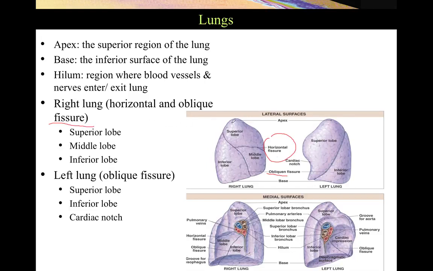Do remember that the pointy part of the lungs is referred to as the apex, similar to what we learned about the heart. The flat portion of the lung on the bottom on either side is referred to as the base of the lung. And then the other thing that you need to know is the location where all of the blood vessels, the trachea, and the bronchi come in or leave your lungs, which are these two regions, is referred to as the hilum.